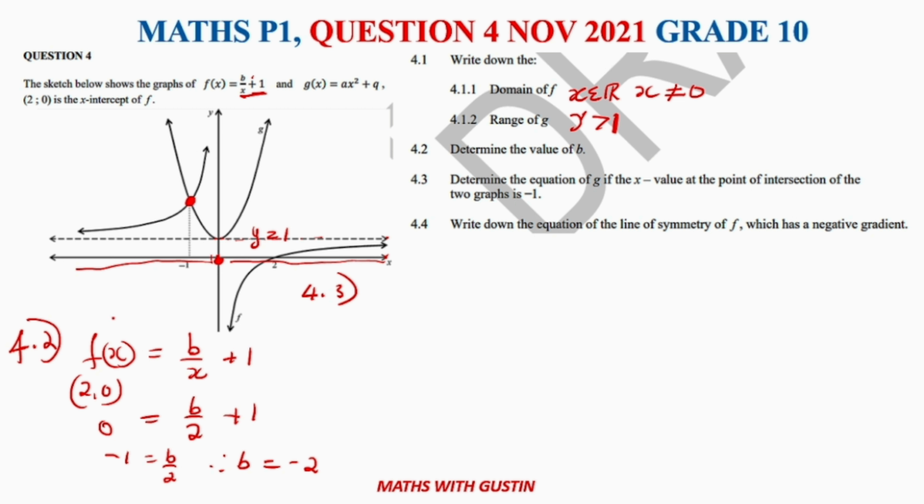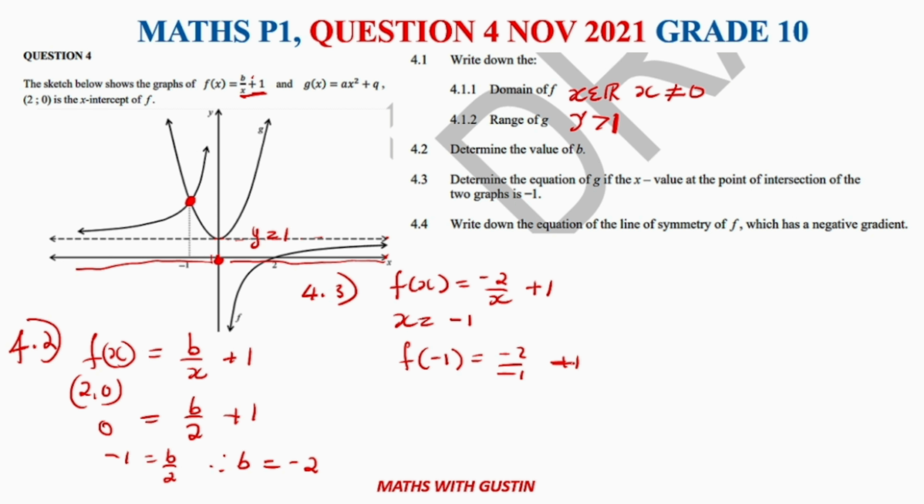In order for us to determine the equation of g, we need to find out first what is the y value at that point of intersection. The only way to do that is to take the f of x graph, minus 2 over x plus 1. They already told us that at the point of intersection x is equal to minus 1, so we need to find the y value there. We don't know the y value, so we say: when x is minus 1, what is the y value?